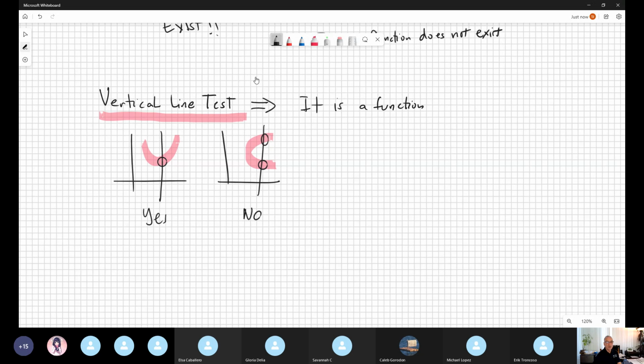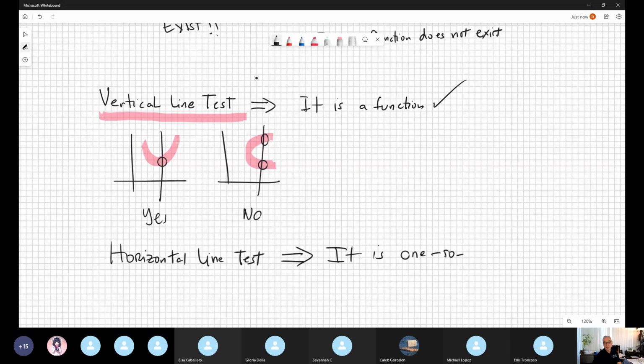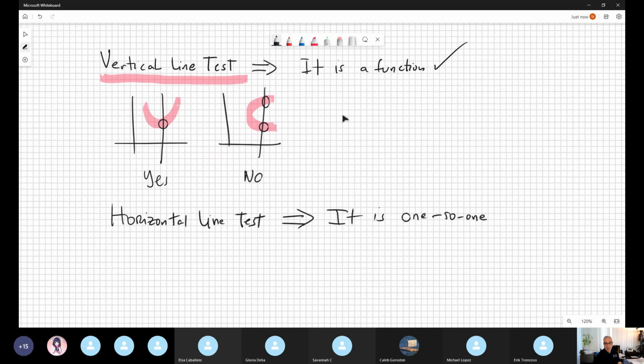But we have another, which is the horizontal line test. The horizontal line test allows us to determine if a function is one-to-one. So suppose the vertical line test passes. Yes, it's a function, no problem. Then you apply, secondly, the horizontal line test to determine if the function is one-to-one, because I need to investigate if this one-to-one is invertible. In other words, whether the inverse function exists. Okay, similar. Look, let me show you.